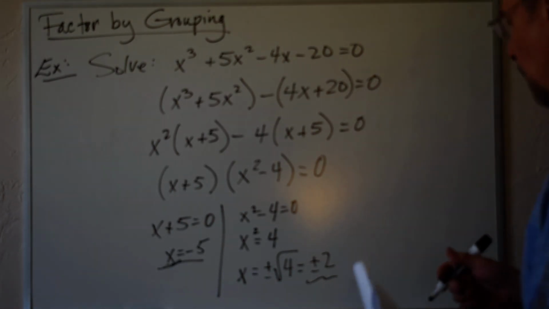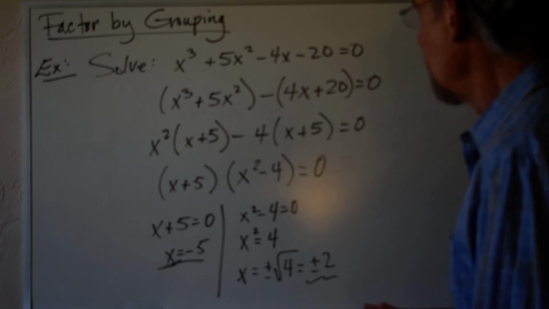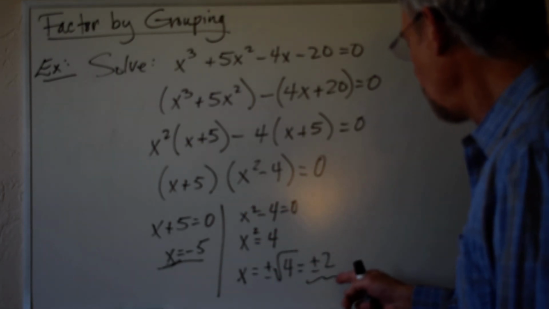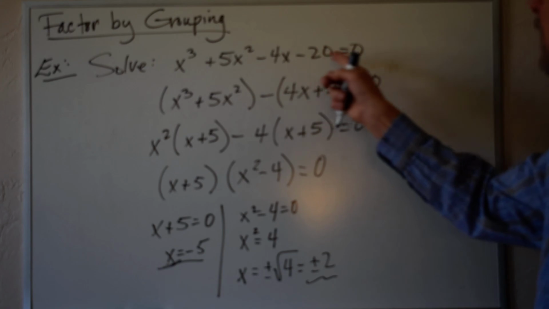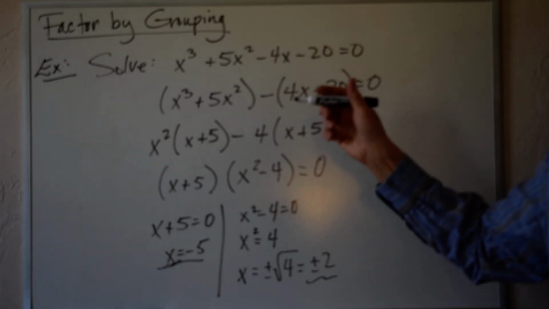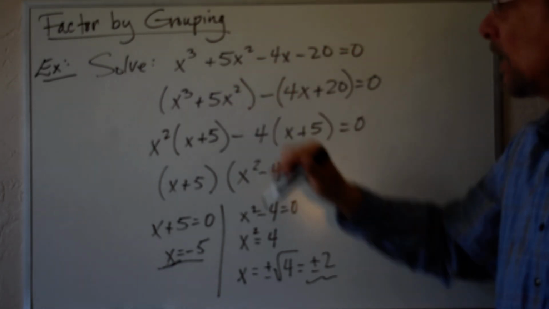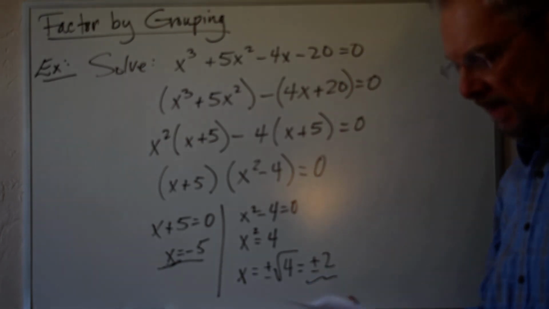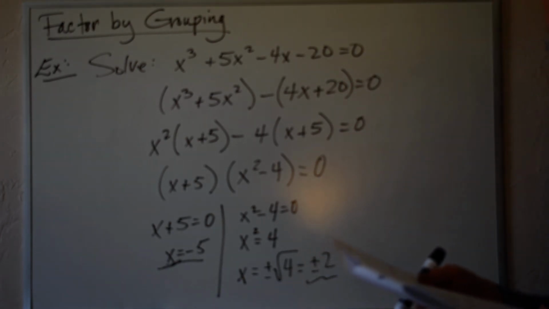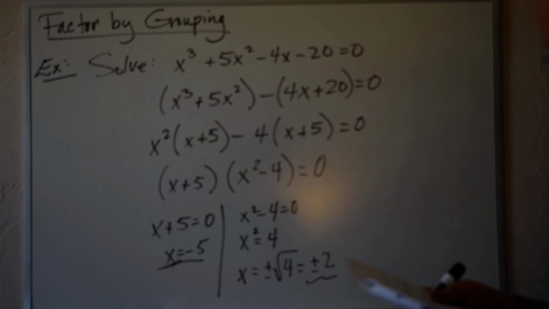And of course, it would be pretty easy to check this. You can plug 2, negative 2, or negative 5 in there. It's a bit laborious to do all the calculations, but you'll get 0 if you don't make a mistake, and that should convince you have it done correctly.